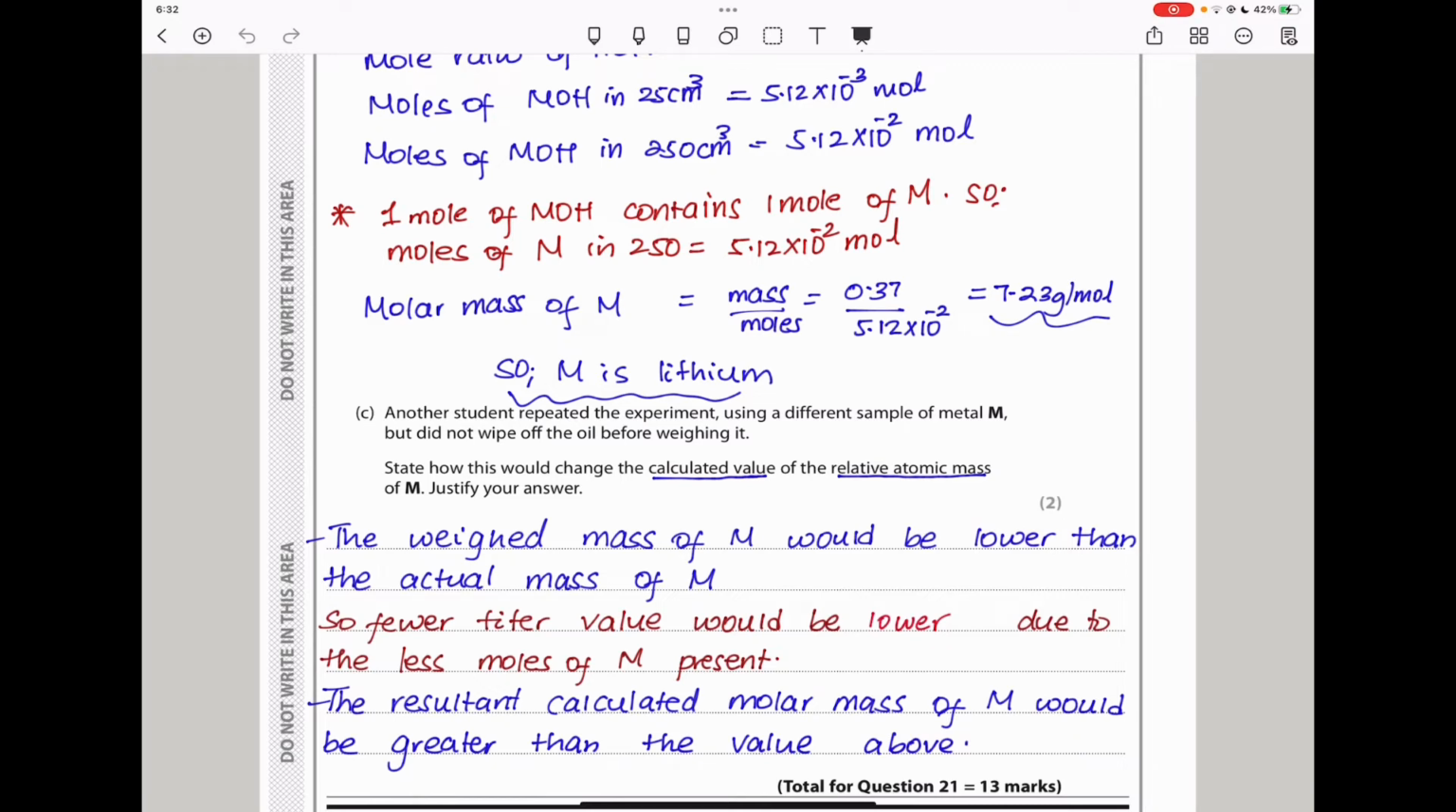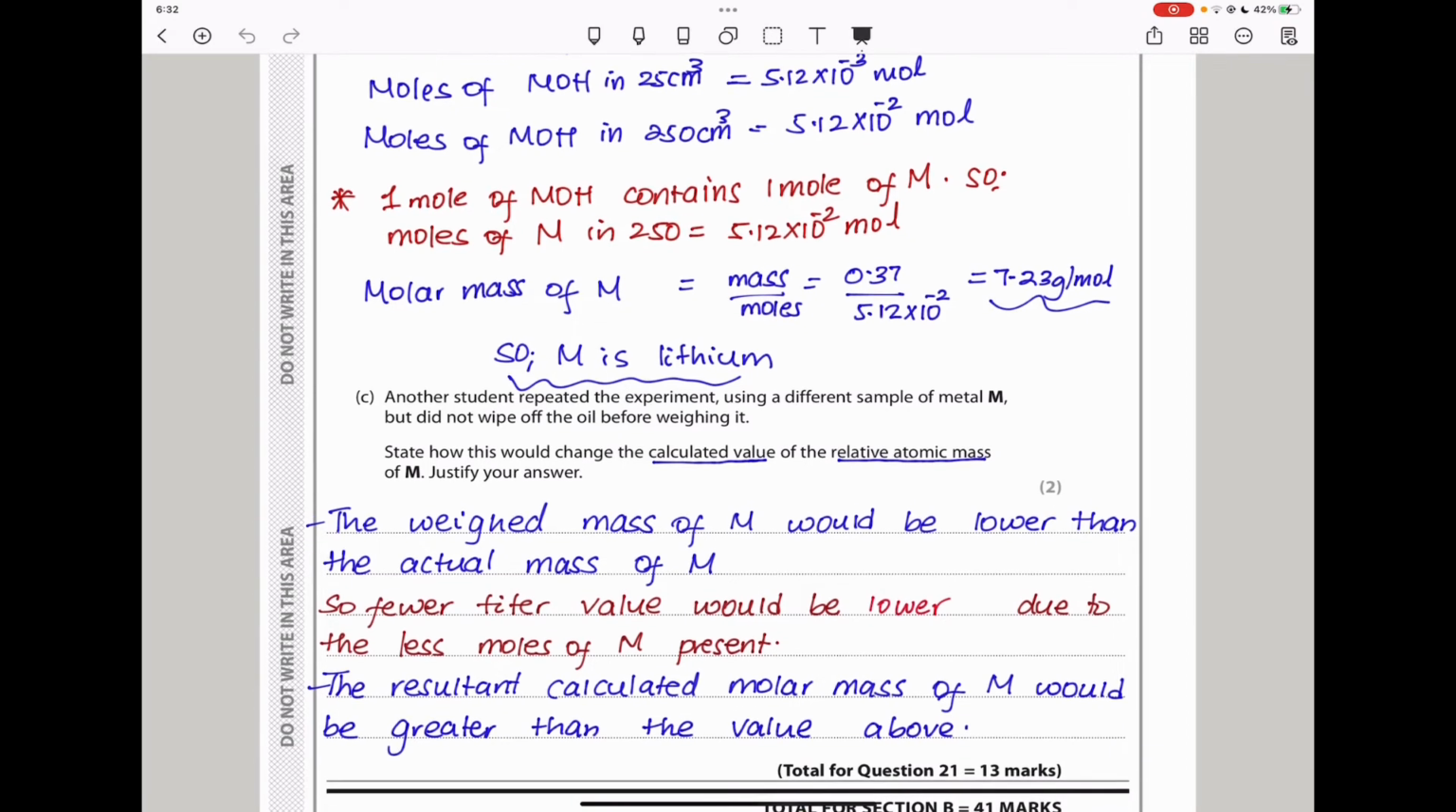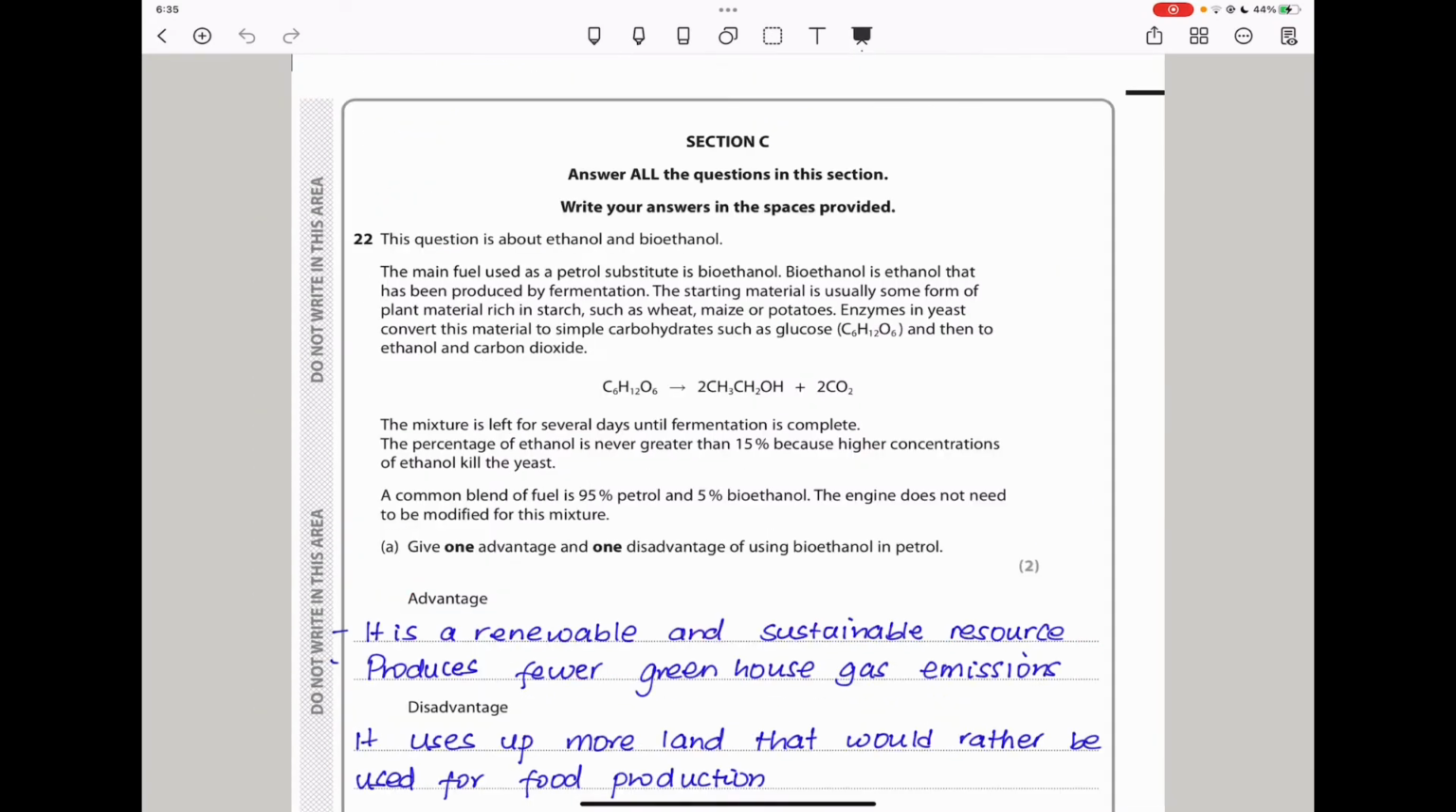So this brings us to the end of question 21. Let us continue to question 22. Question 22, they say this question is about ethanol and bioethanol. The main fuel used as a petrol substitute is bioethanol. They say bioethanol is ethanol that has been produced by fermentation.